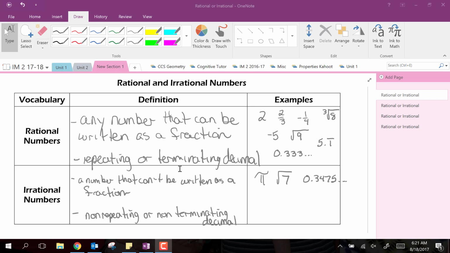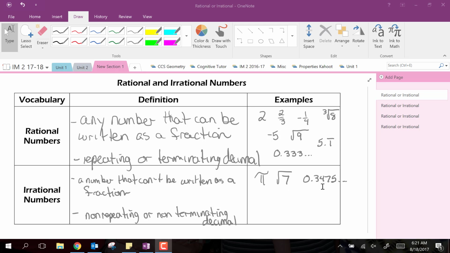5.1 repeated, that's a repeating decimal. Or 0.333 repeated, repeating decimal. All of those are examples of rational numbers. Irrational numbers are the opposite. A number that can't be written as a fraction, or a non-repeating or non-terminating decimal. Pi is the most famous irrational.